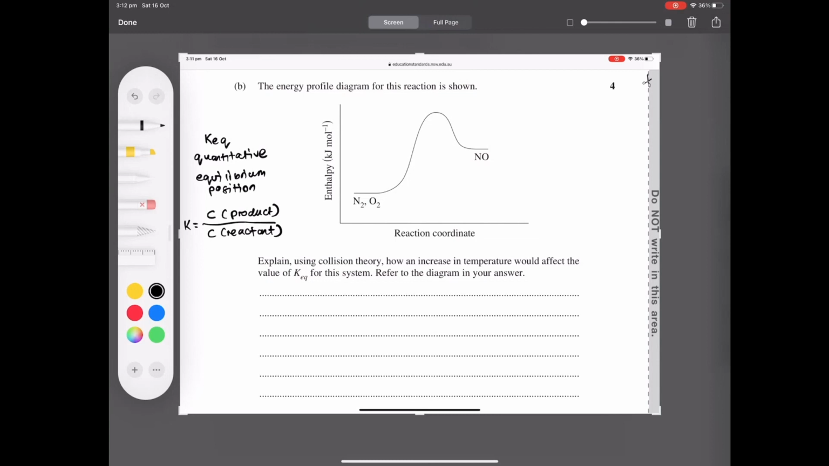We raise things to the power of their stoichiometric ratio, but the simple fundamental to answer this question, all you need to know is the KEQ is calculated by getting the concentration of products and dividing it by the concentration of reactants. Beyond that, you don't need to know anything about K. We'll come back to K because that's the second inquiry question of Mod 5. For now, give this question a go.